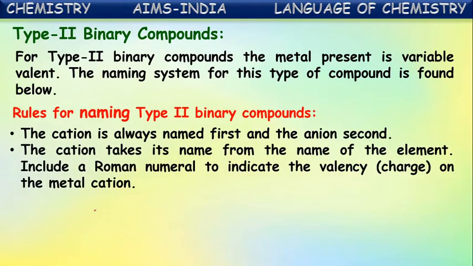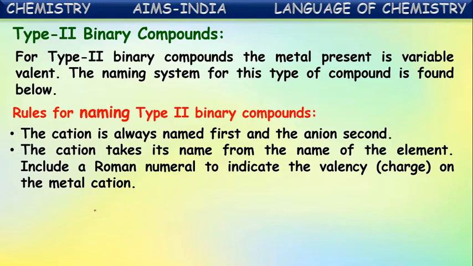The cation takes its name from the name of the element. In addition, as we told, the cation is variable valent here. So it includes a Roman numeral to indicate the valency of the metal on the metal cation. Yes, in this type of compounds, that metal may show more than one valency. It can form more than one kind of cation.